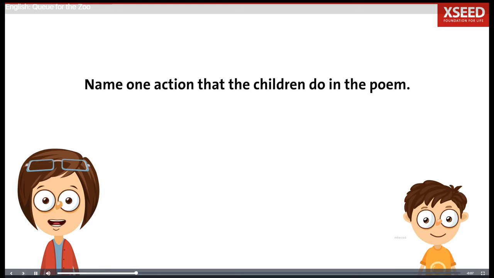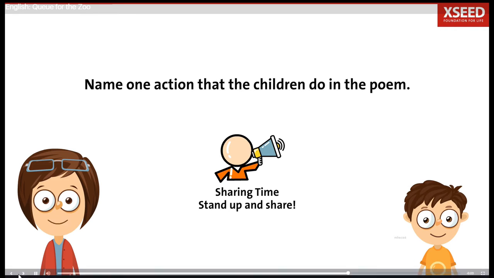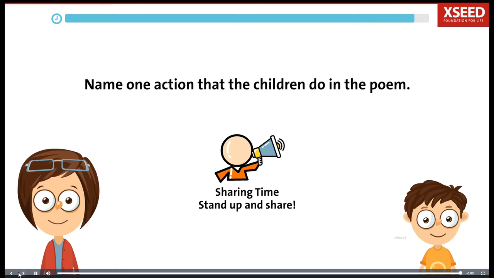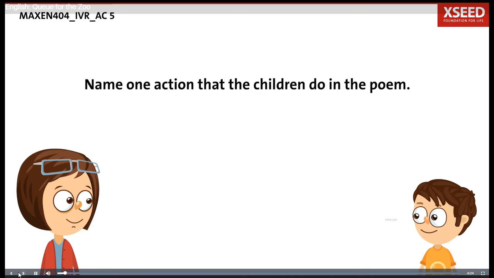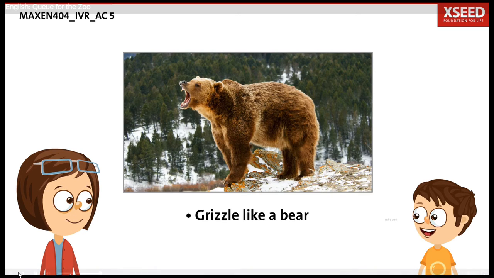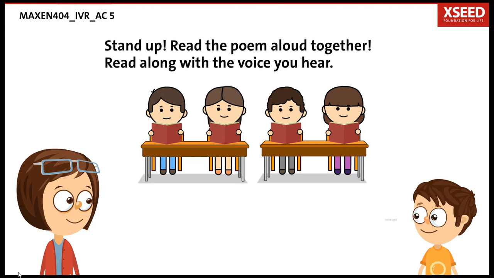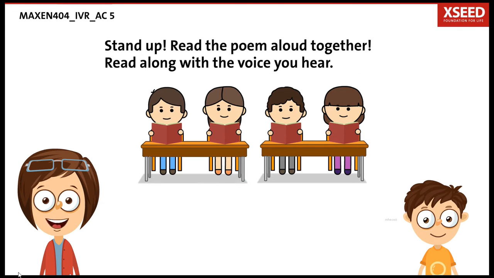Name one action that the children do in the poem. Some of us can stand up and share. What do you think, Sid? One of the actions in the poem is grizzle like a bear. Well done, Sid. Now let's read the poem aloud together.